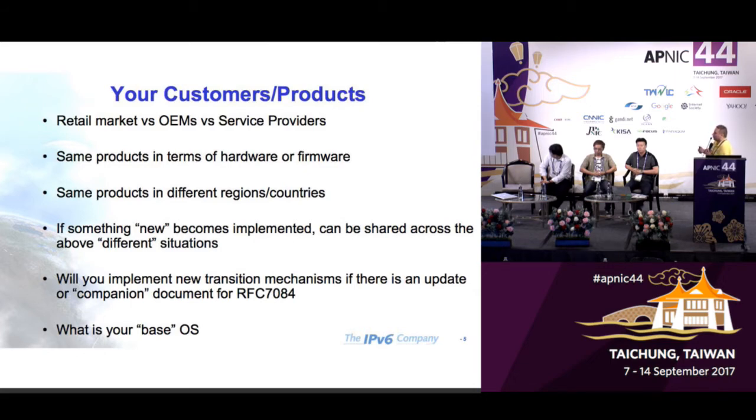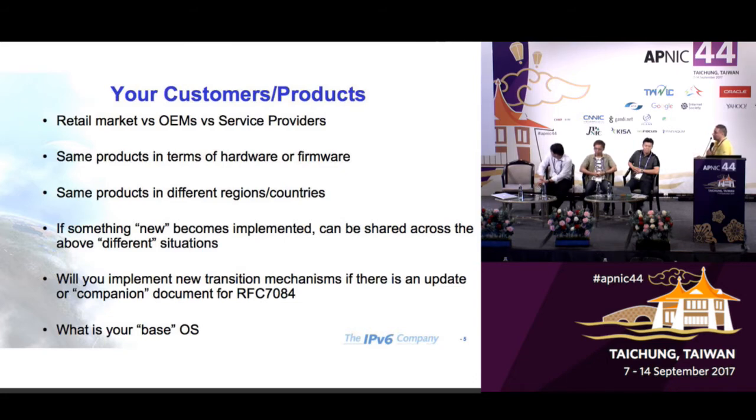Then are those products bought in terms of hardware and firmware the same in different markets, or you have specific models for different markets? Same question for region countries. Sometimes it happens that one product is totally different in terms of hardware or firmware in different countries because of regulations or something. I am not talking about the power adapter or something like that, but in terms of IPv6 features, obviously, okay?